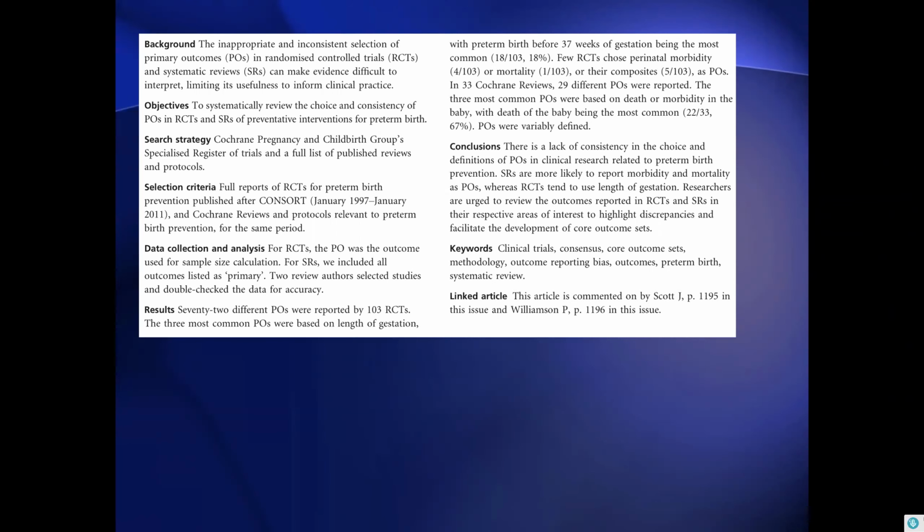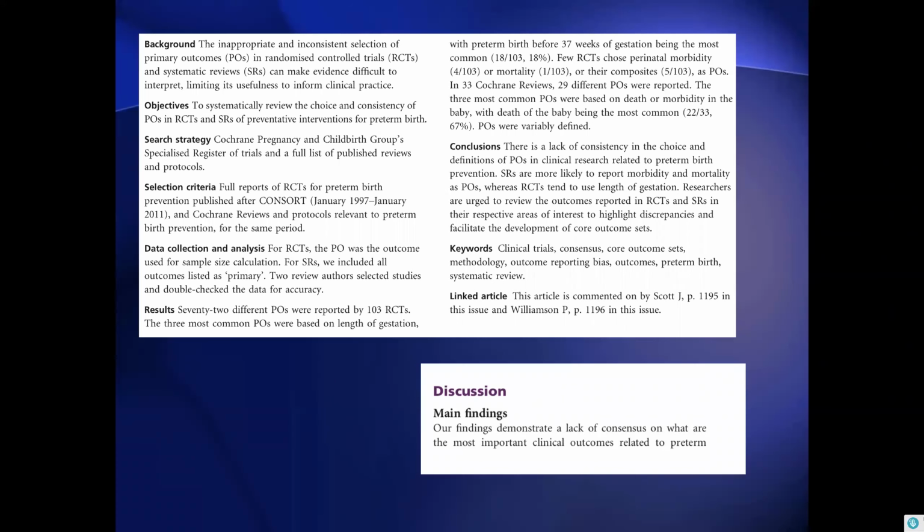The authors of this study concluded that our findings demonstrate a lack of consensus on what the most important clinical outcomes related to preterm birth are.